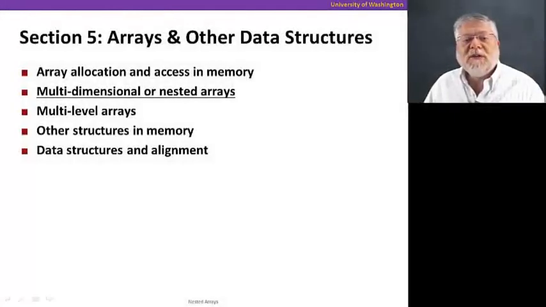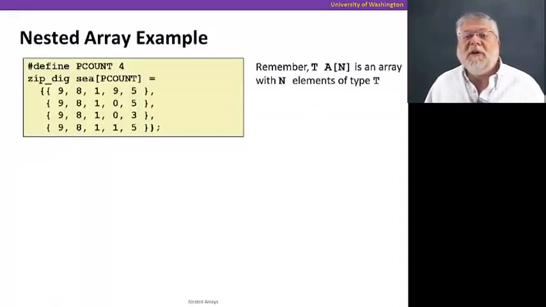We just saw how we store and access basic arrays in memory by putting all of their elements, one right after the other, in a contiguous block of memory. In this video, we're going to take a look at multidimensional arrays, or nested arrays, where we have more than one dimension. So let's take a look at a quick example here.